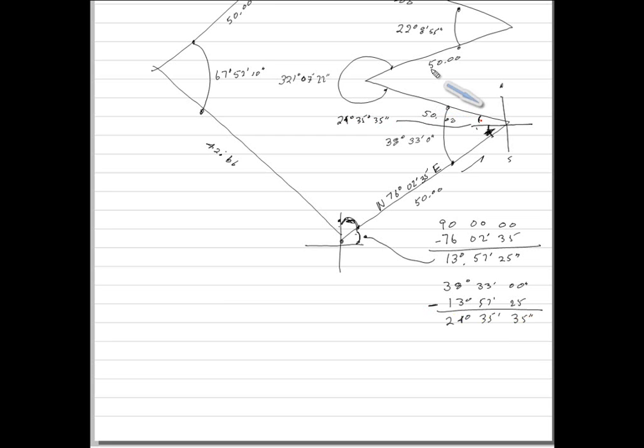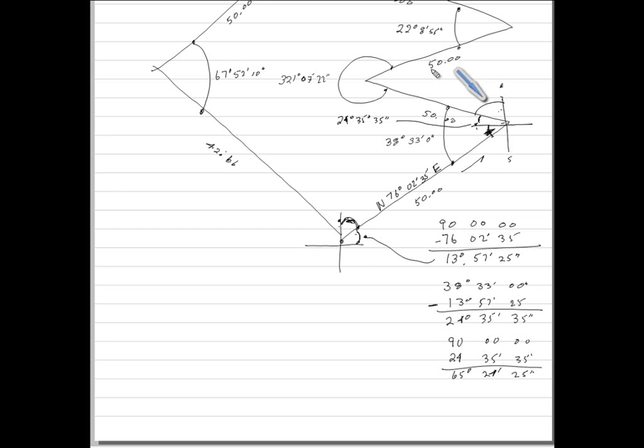But that's not my bearing. My bearing has to be this angle right here. So what do I do? I take 90 degrees, because from here to here is 90 degrees. I take 90 degrees again, and I subtract 24 degrees, 35 minutes, 35 seconds, and I wind up with 65 degrees, 24 minutes, 25 seconds. So that's what this angle is.